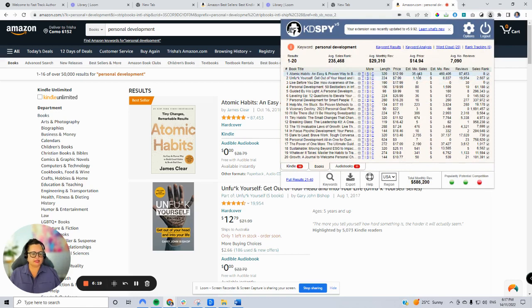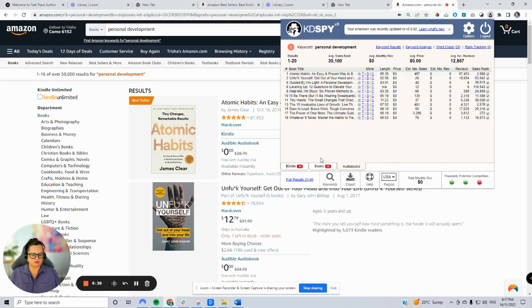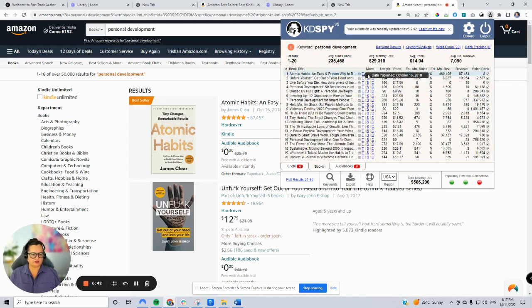Roughly per month, they're selling 35,000 copies as a paperback, and they're making $460,000 in revenue. As a Kindle, they are roughly selling 355 copies, and they're making $872,000 in revenue. As an audiobook, it doesn't show the result at the moment. Okay, so the next one is How to Unfuck Yourself: Get Out of Your Head and Into Your Life. That one's doing pretty well. That's making 8,000. But let's see the monthly revenue, 37,000.